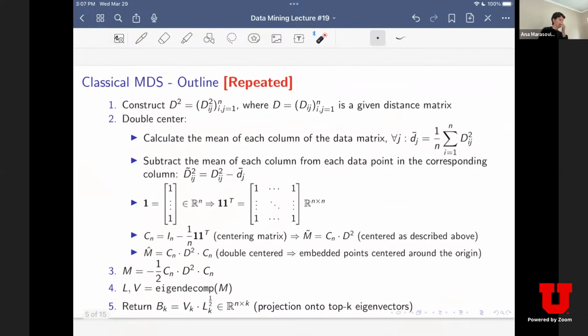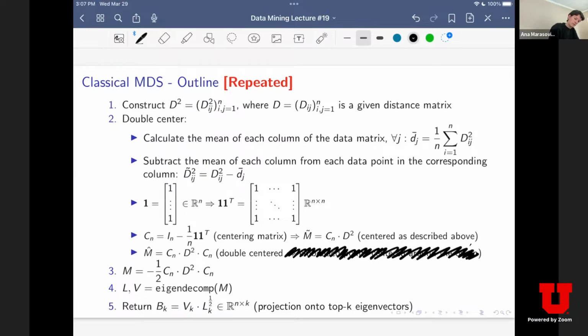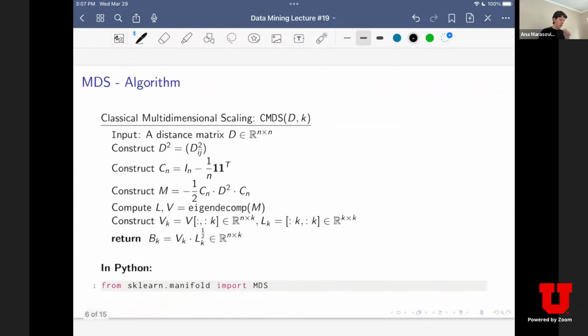This is just everything repeated. I will actually discard this point because it's not correct. So this is everything we have written down before, just nicely in a more algorithmic way. And there is nothing new here. Maybe we can just quickly go over it.